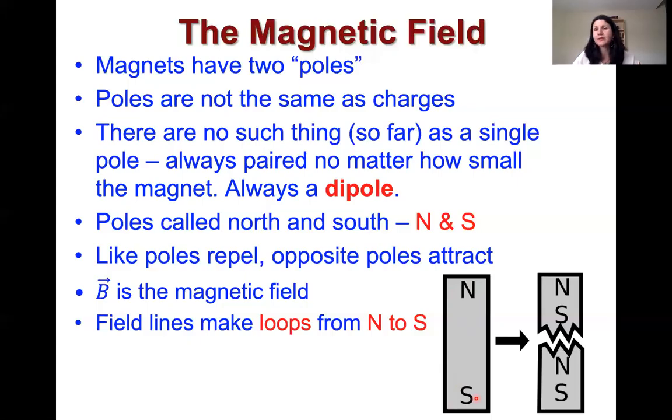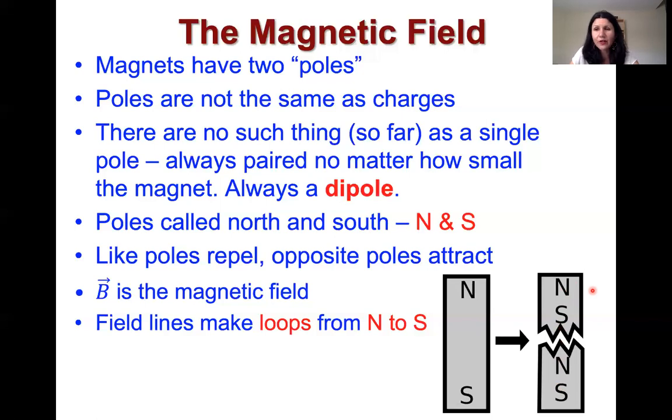There would be two separate charges. That doesn't happen with magnets. So if you take a magnet and you break it, what you end up getting is two magnets, each having a north and a south pole, such as this. And you can keep on doing that. You can keep on breaking your magnet, and you'll never get just one pole of the magnet.